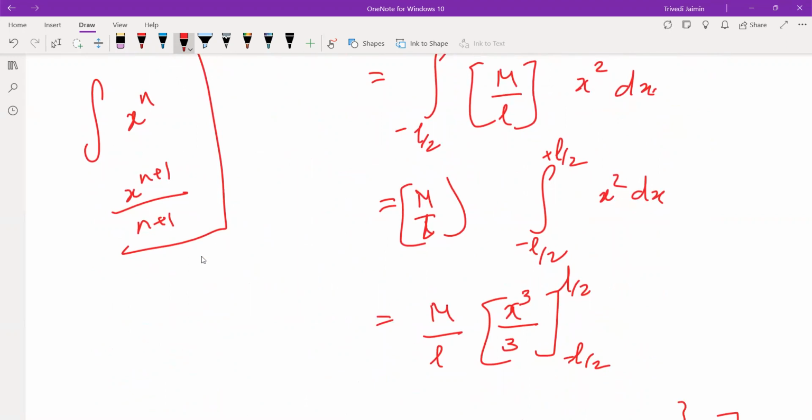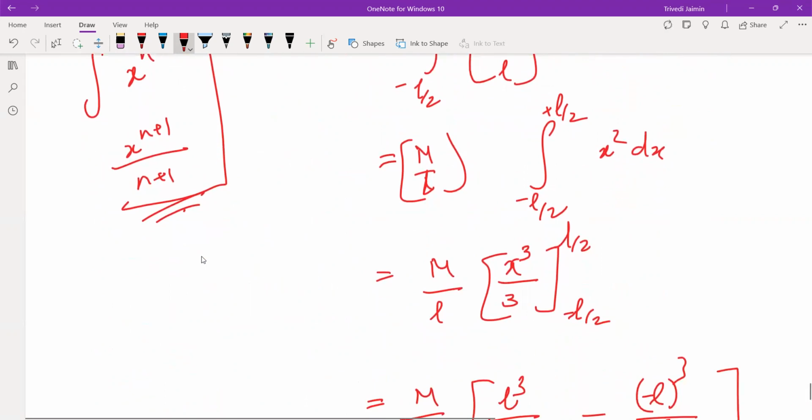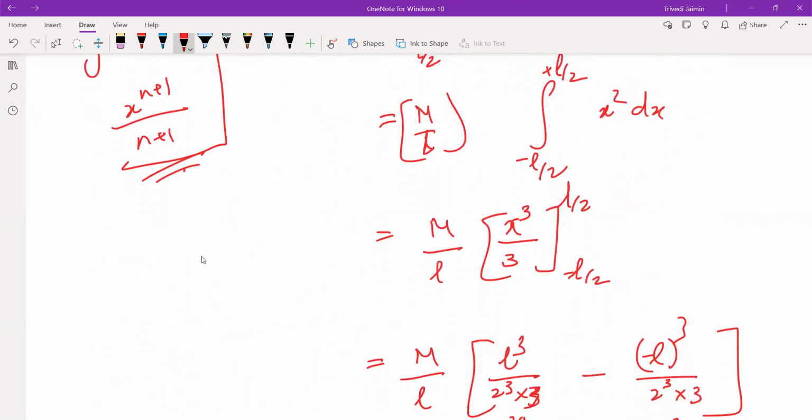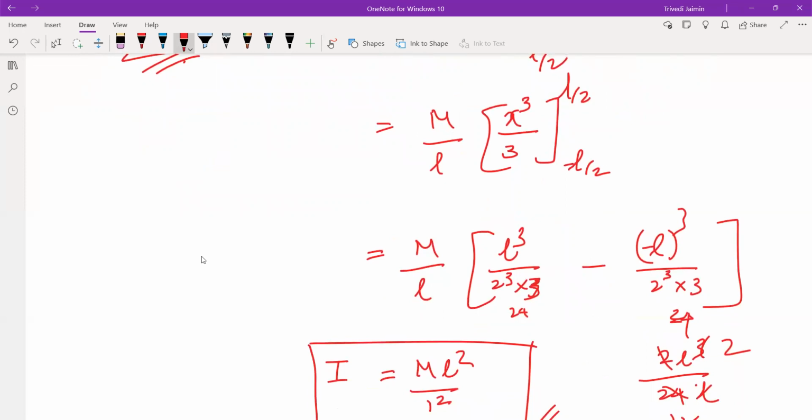Fine. Then we'll integrate as usual. We know the formula, x to the power n integrates to x to the power n plus 1 by n plus 1. So if we integrate x square, it is x cube by 3. Then we'll substitute the limits: upper limit minus lower limit. Upper limit is this one, this is the lower limit. In the lower limit we already have a minus, so minus minus will become plus.